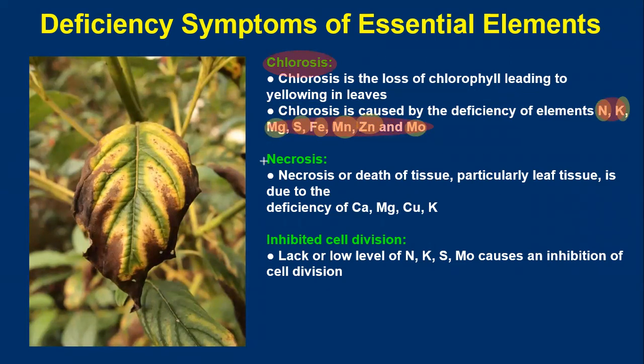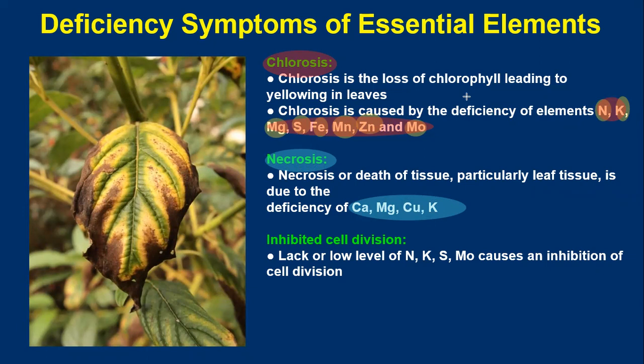Okay, everyone. Next is necrosis. Necrosis is actually the death of the tissue or a particular part of a plant due to the deficiency of calcium, magnesium, copper, and potassium. Write and study, revise thoroughly again and again. You will get it. So chlorosis is due to the deficiency of all those, and necrosis is due to calcium, magnesium, copper, and potassium.